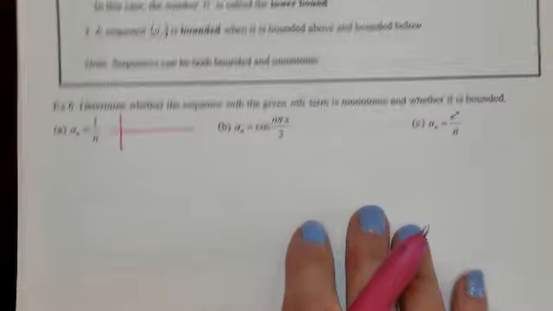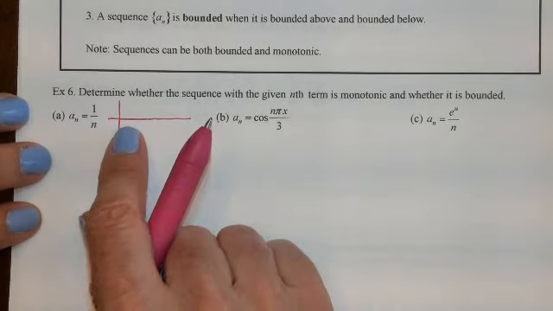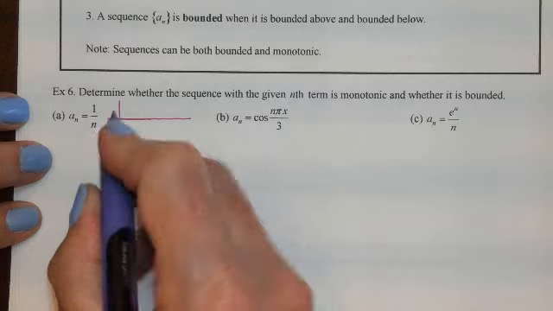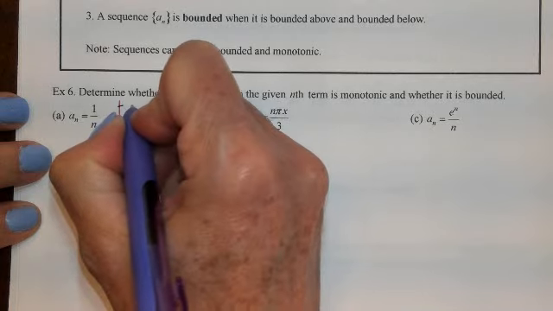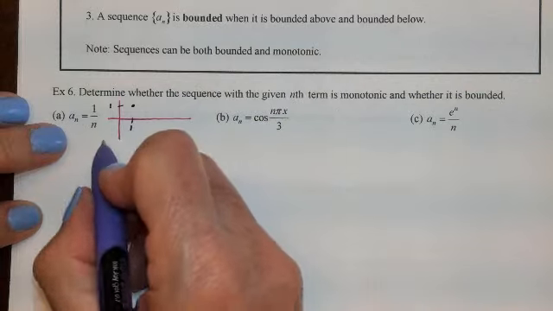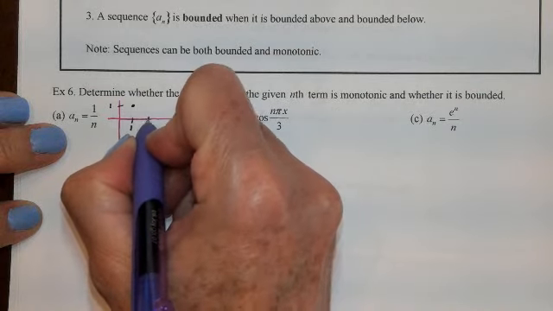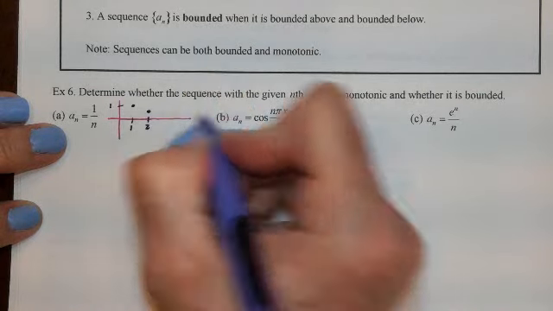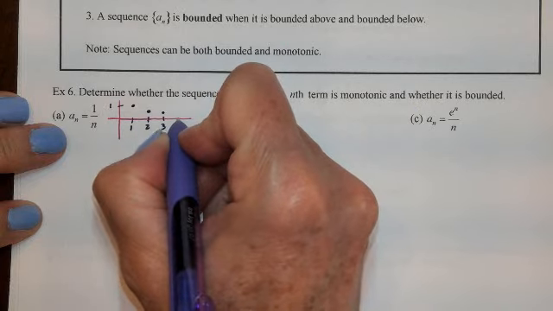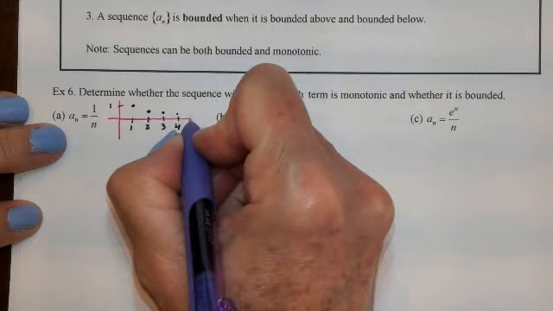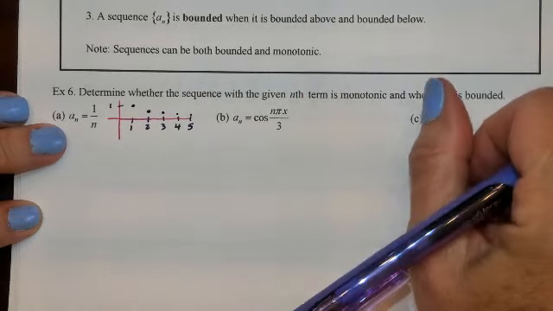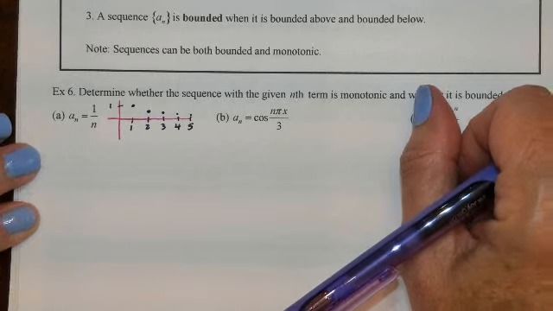So down here I'm just going to plot these points. The first term would be 1 over 1, which is 1. So the first term would be like that. The second term would be 1/2. So when n is 2, we're at 1/2. The next term would be 1/3, and then 1/4, and then 1/5. That's probably enough to get an idea of what's going on, right?